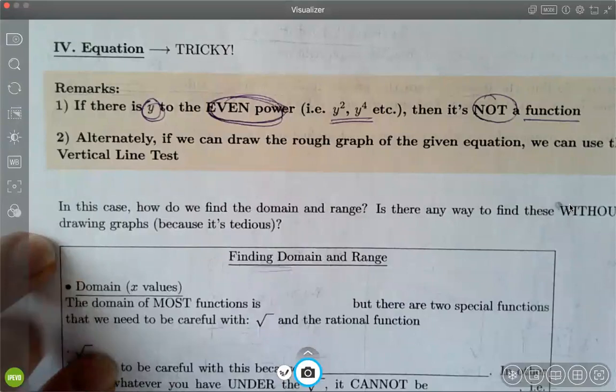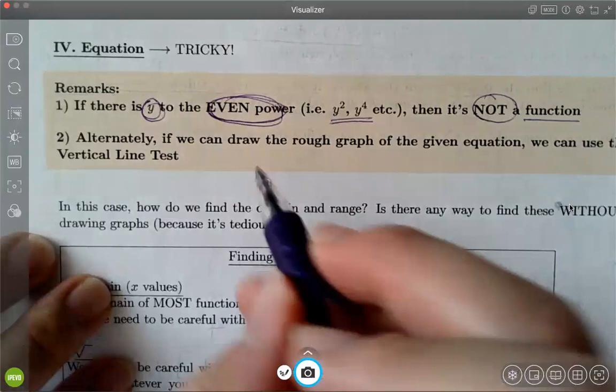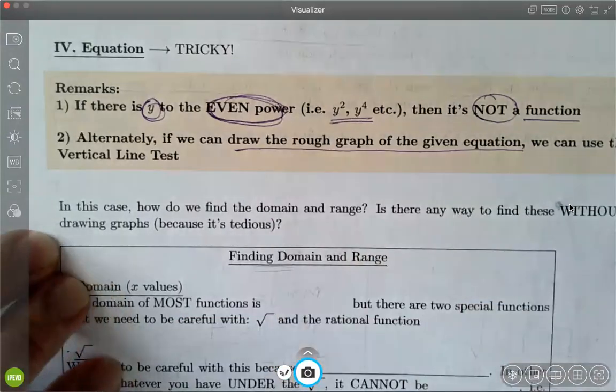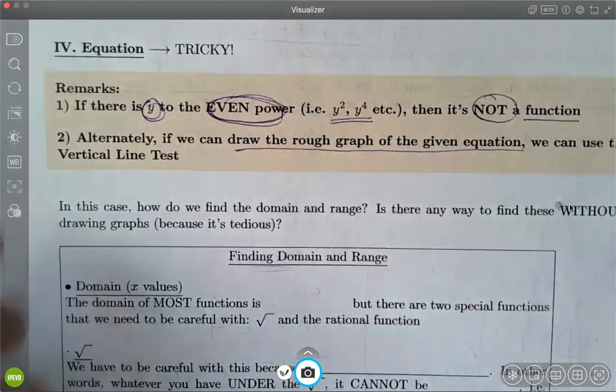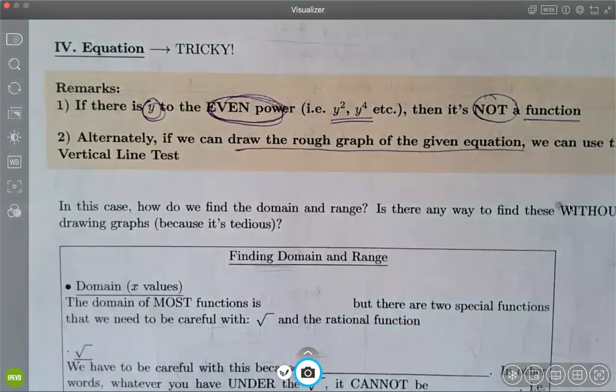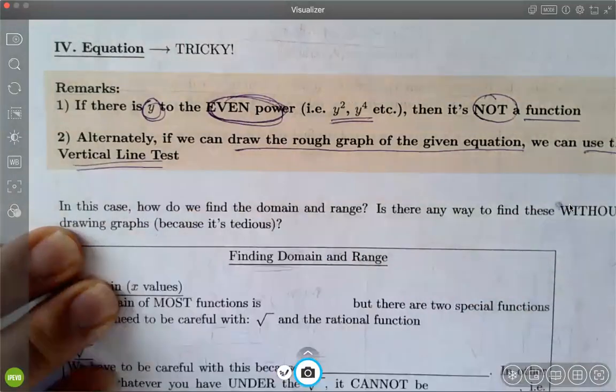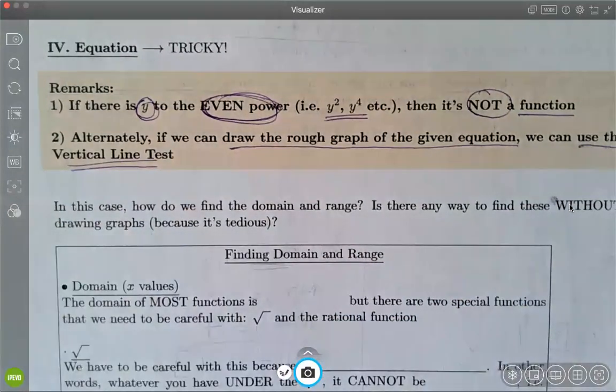Okay? Now, alternately, if you can sketch the graph of the given equation. Okay, so now what does that mean? We have just seen the way to tell whether something is a function or not from the graph. And what does that mean? Use the vertical line test. Okay, so you can use one of these two methods.